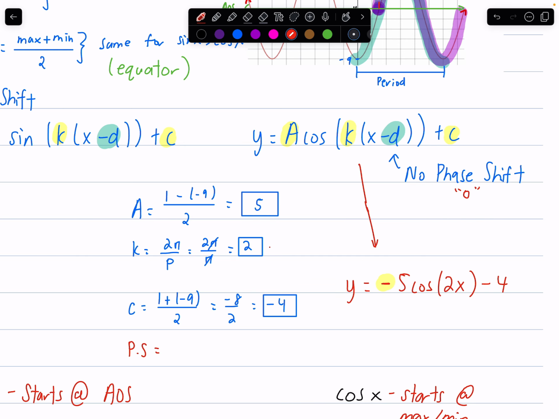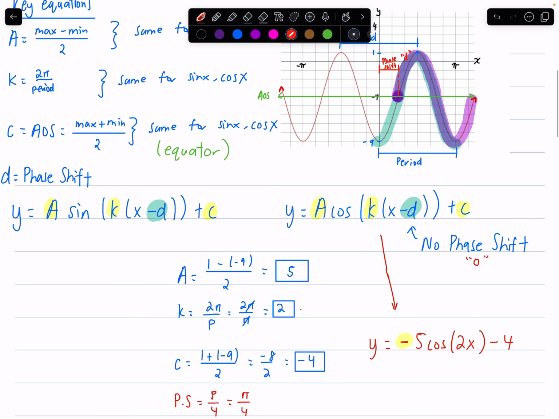I would just say it's the period, which is pi. It's period divided by 4. So the period is pi, and I divide it by 4. So my phase shift is actually going to be pi over 4. And because I started at the axis of symmetry and I went up first, I know it's a positive sine function.